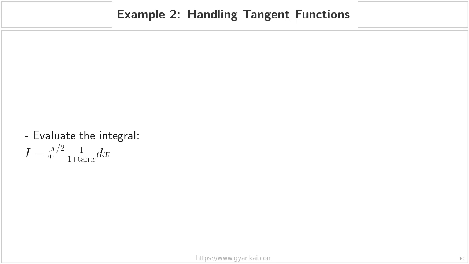Remember, the goal is to leverage trigonometric identities and the reflection property to make the integral easier to solve. We'll be adding the original integral to its reflected version, just like in our first example, to hopefully cancel out some terms and arrive at a straightforward solution.